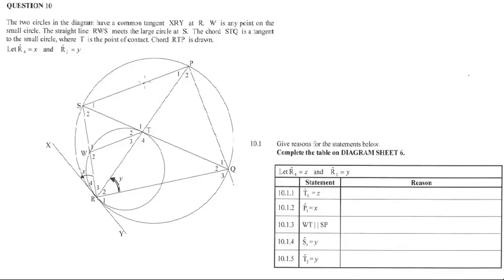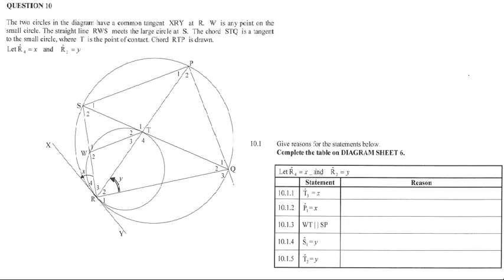Question 10. We have two circles that share a common tangent XRT, and we are given two angles in terms of variables. Angle R4 is equal to x and angle R2 is equal to y. And in question 10.1 we are required to fill in reasons for the 5 given statements.